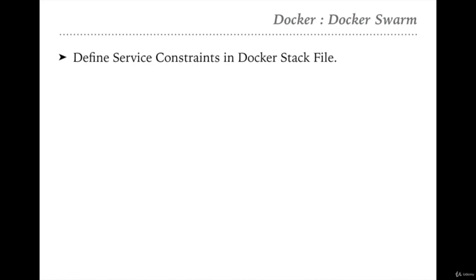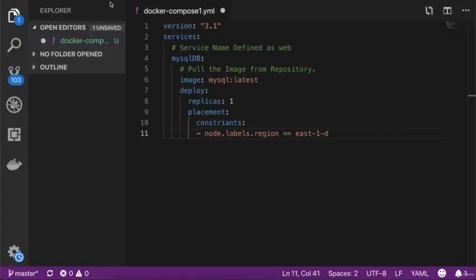For this, I need to create a stack file. So here is a stack file which I have created, which has the version 3.1. Then I'm defining the services, and in this particular service I'm going to start the MySQL DB. This will take the MySQL official image, it will deploy one replica, and over here we are getting two new tags, the placement and constraints.